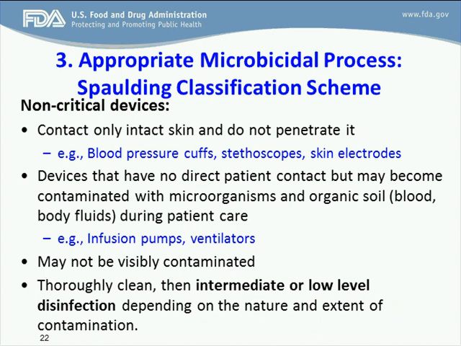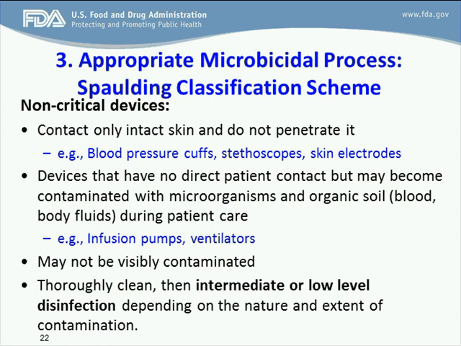Non-critical devices contact only intact skin and do not penetrate it. Examples of non-critical devices include blood pressure cuffs, stethoscopes, and skin electrodes. Also, devices that do not directly contact the patient but may become contaminated with microorganisms and organic soil, including blood or body fluids, during patient care, are considered to be non-critical devices. Examples of these types of devices include infusion pumps and ventilators.